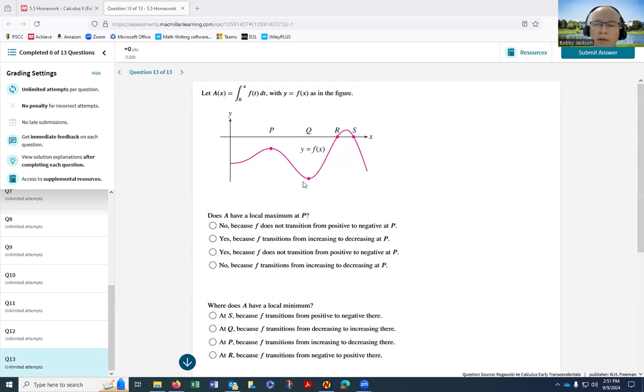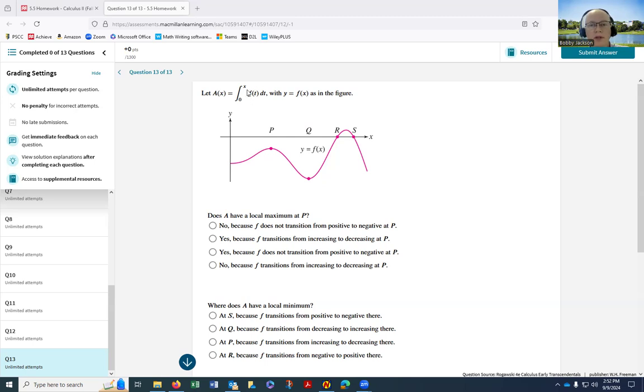This is not the graph of capital A. This is the graph of little f of x. What's the relationship between capital A of x and little f of x? Well, the answer is by the fundamental theorem of calculus part 2, the derivative with respect to x of this definite integral is indeed f of x, right? That's the whole point of the fundamental theorem of calculus part 2.